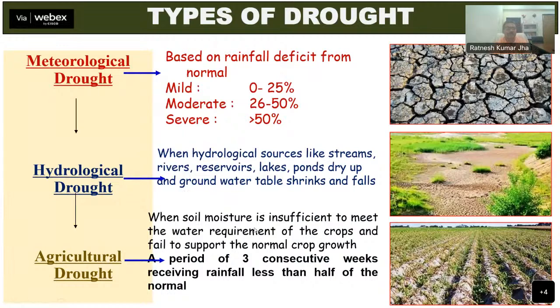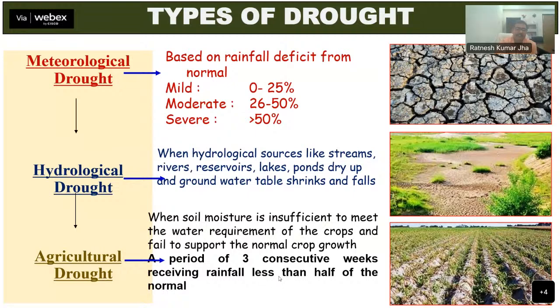Now there are three types of droughts: meteorological droughts, hydrological droughts, and agricultural droughts. When we receive rainfall deficit less than 25%, then it is called mild. And 25 to 50% deficit is called moderate, and more than 50% is called severe. In hydrological drought, hydrological sources like streams, rivers, reservoirs, lakes, and ponds are drier, with no water in streams and falls. So it is also happening in Bihar and in the northern states.